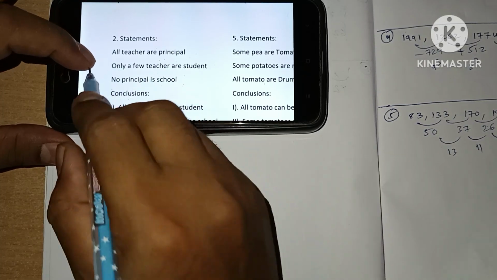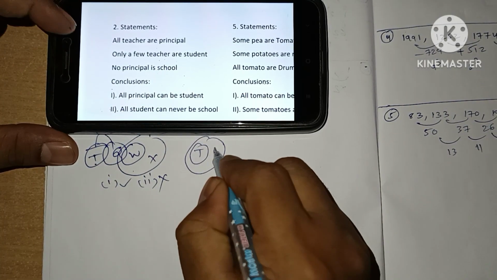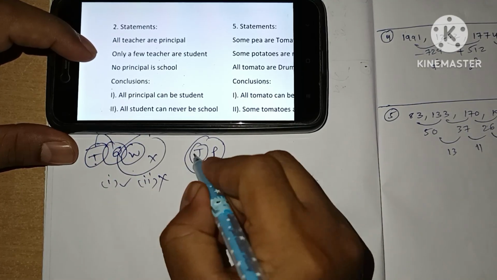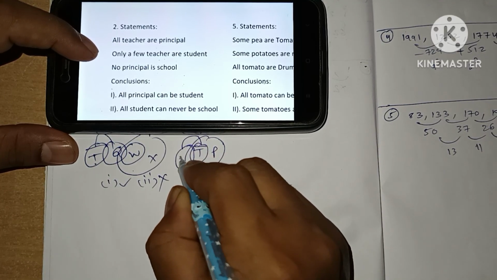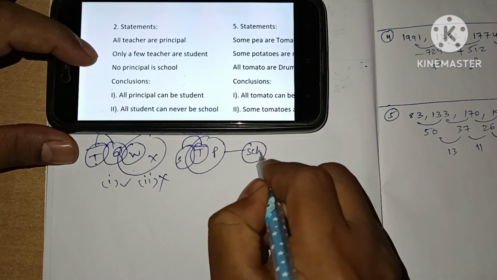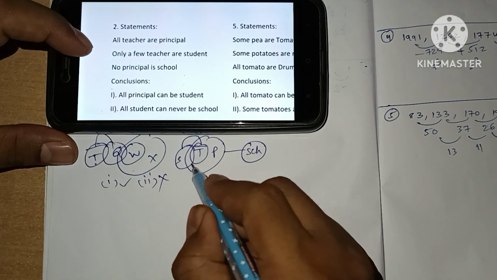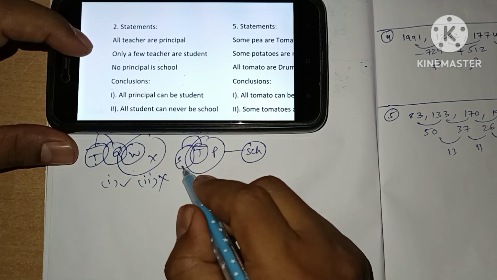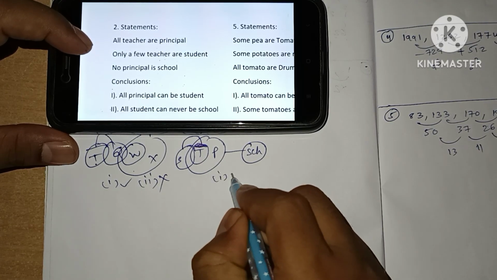Second question: all teacher are principal. Only a few teacher are student. No principal is school. Let's see the conclusions. All principal can be students. All principal can be placed inside students. It is not possible because of this one. So the first conclusion will be false.